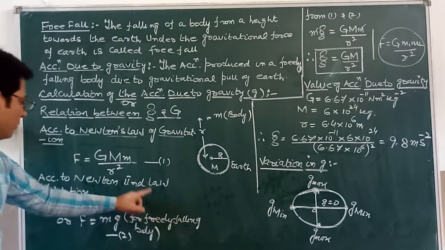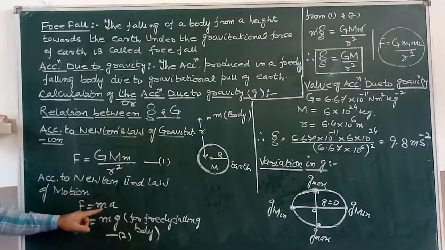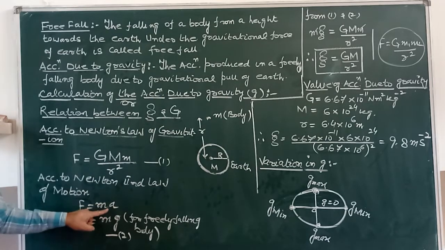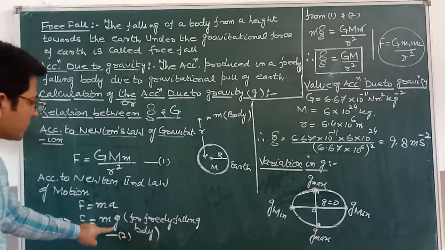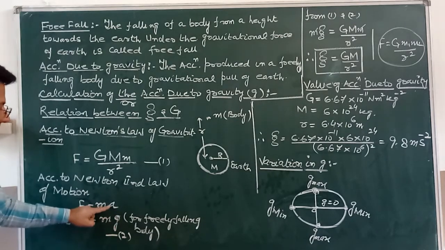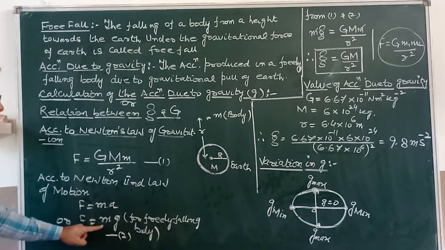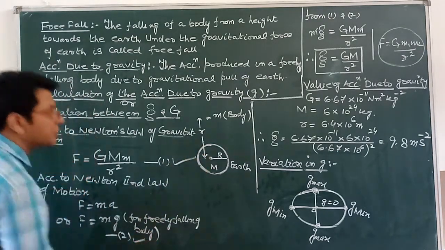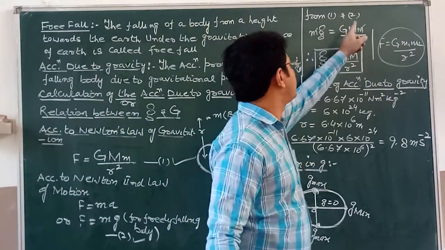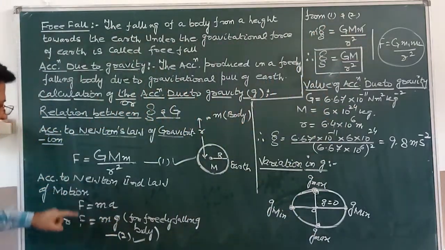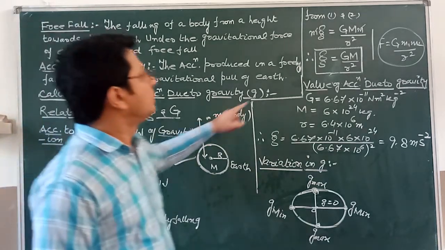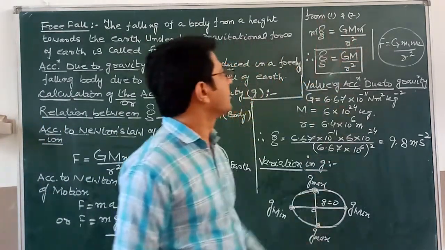According to Newton's second law of motion, F is equal to ma. And for a freely falling body, this acceleration is produced only because of gravity, so I am taking g in place of a. So F is equal to mg. And from equation number 1 and equation number 2, left sides are equal, it means right sides are also equal, and mg is equal to GMm upon r square.